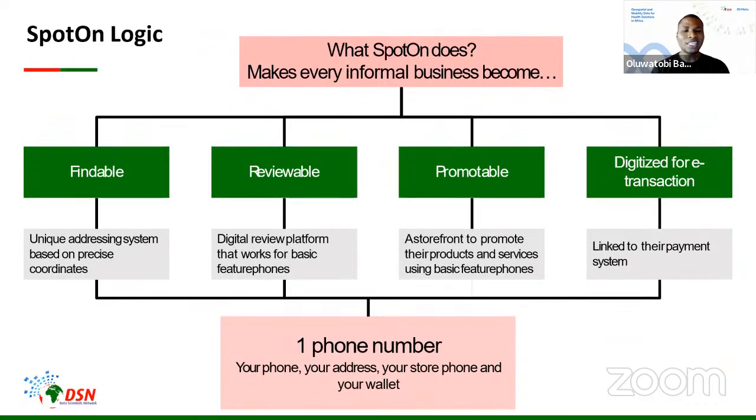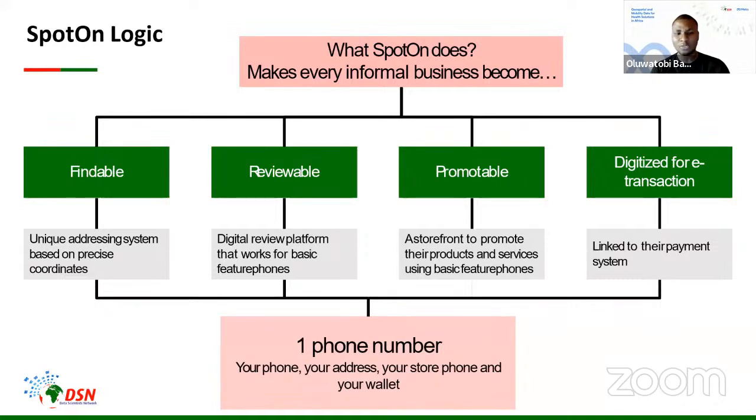And what we do is we create a unique addressing system based on coordinates. So it's not just the Google map that doesn't have all those small places that are unbanked or unmapped. Your junction, is your junction mapped? Or the vulcanizer beside your house, is it mapped? All those things, that's one of the things that we do.